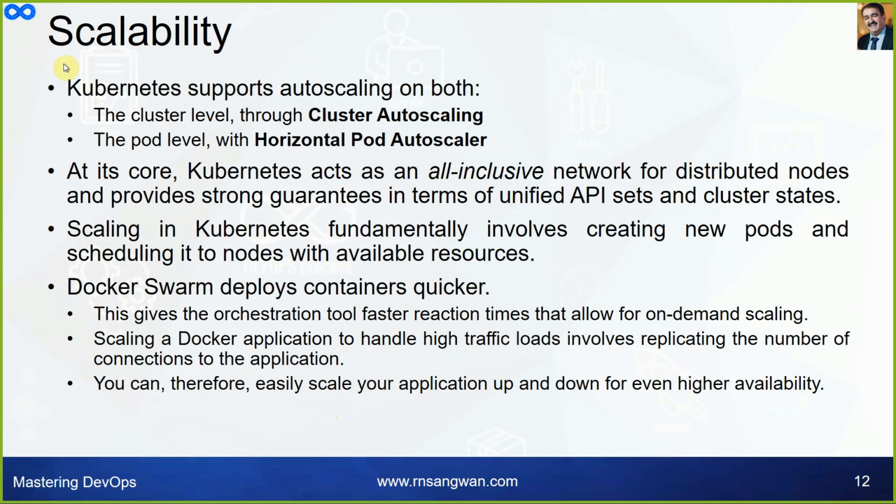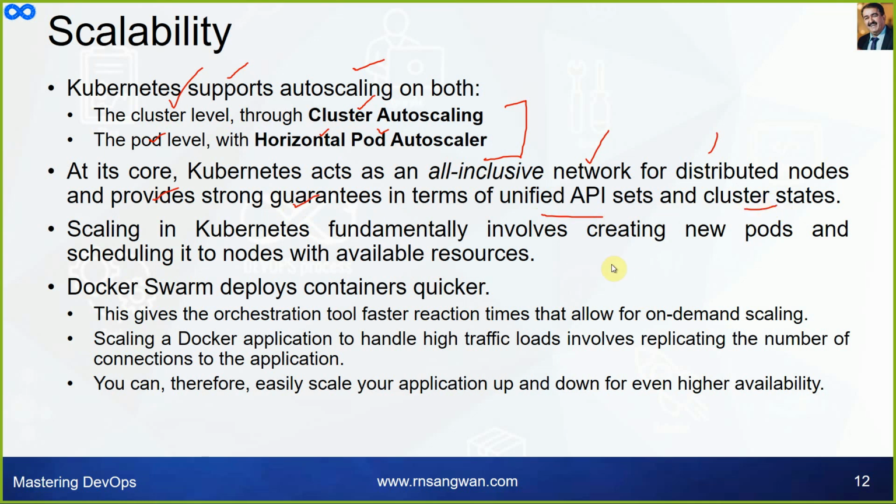Scalability perspective of both the solutions. Kubernetes supports auto-scaling both at cluster level through cluster autoscaling, and at pod level using horizontal pod autoscaler. We will be looking at and working with horizontal pod autoscaler also. At its core, Kubernetes acts as an all-inclusive network for distributed nodes and provides strong guarantees in terms of unified API sets and cluster states.